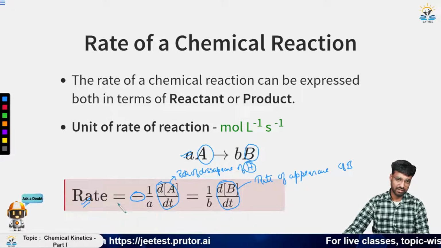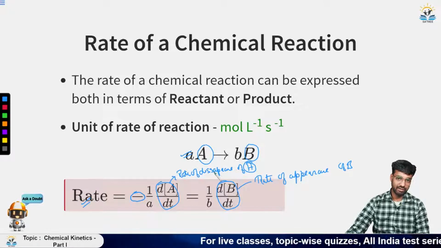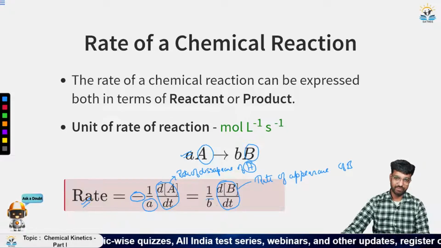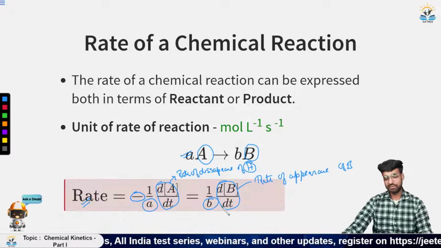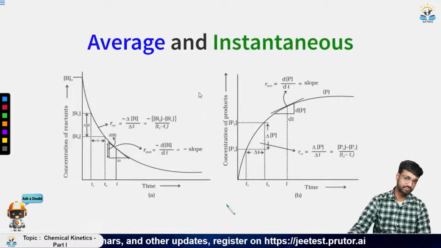And for calculating the rate of the overall reaction, we just have to divide this rate of disappearance of A by its stoichiometric coefficient, that is a, and for the product we can divide it by b. So we will solve a question and make our concept clearer.